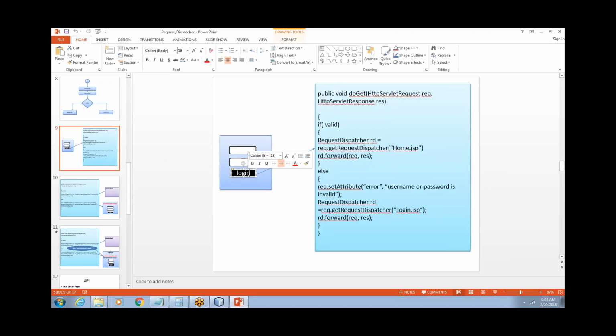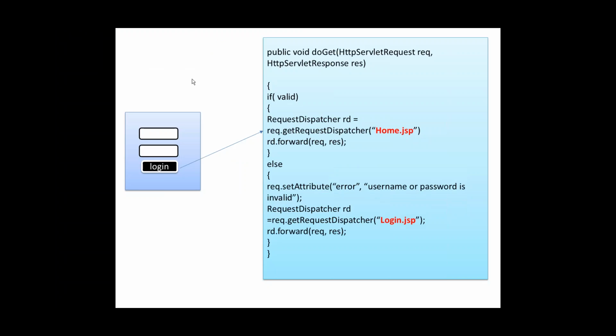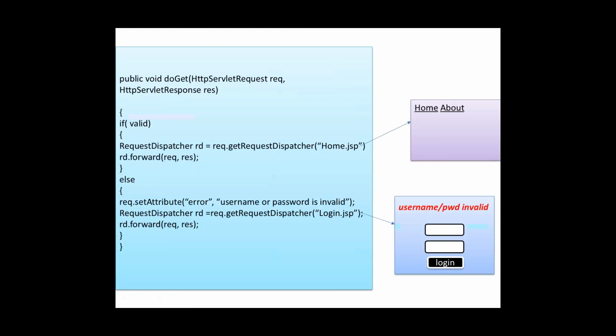Now, if it is valid, you have to send the user to the home page. If you observe over here, if the username and password is valid, you should send the user to the home page. And if there is any error message, you should send this user to the login page. Now, in order to transfer the control from one page to another page, we discussed we have got a request dispatcher that will help you transfer the control.